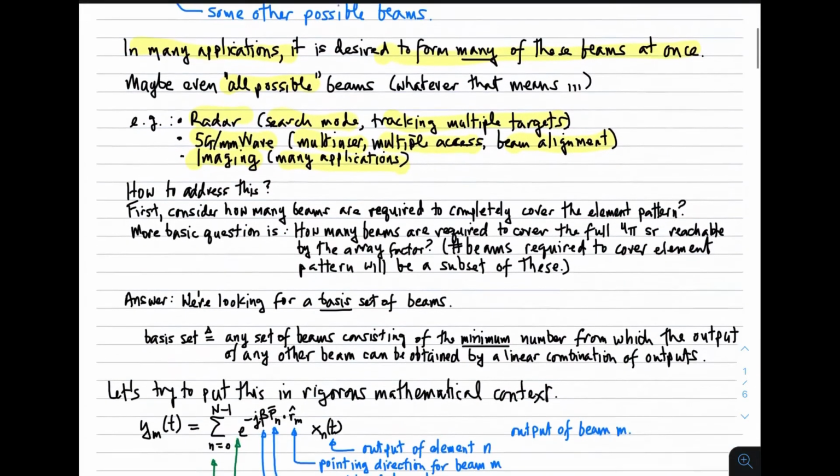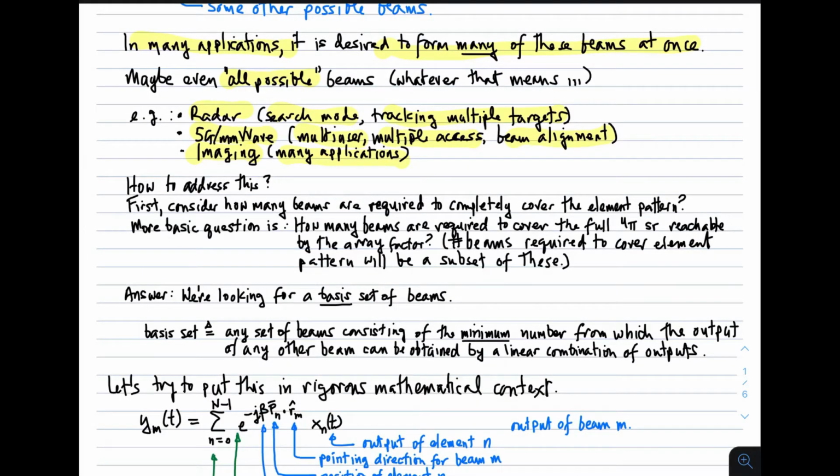Okay, so now that I've motivated the idea of multi-beam synthesis, the question is how to address this problem. How do we figure out what the right number of beams is and which beams to choose in order to fully sample the element pattern? Well, to do that, first consider the more basic question. The more basic question is how many beams are required to cover the full 4 pi steradians that's reachable by the array factor. So let's simplify the problem and not ask how many it takes to cover the element pattern, but rather how many would it take to cover all 4 pi steradians, because then we would know that the beams that are required to cover the element pattern would be a subset of those beams.